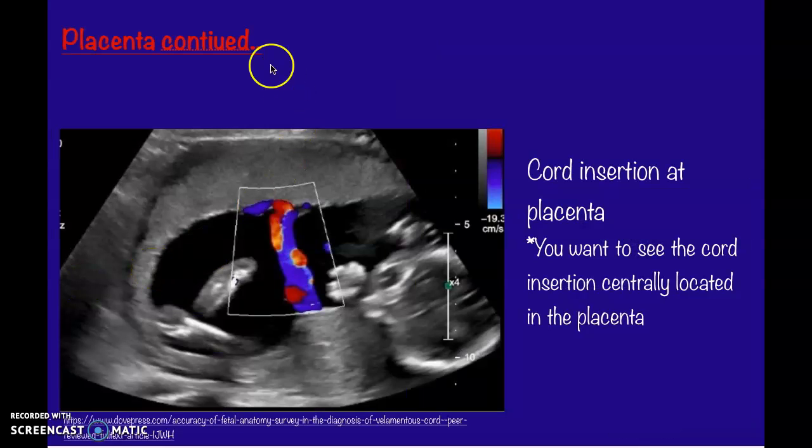When we're looking at the placenta, we're also going to look at the cord insertion at the placenta. Here we see placenta, we can see that cord insertion, and this is where it'll go and connect to the baby. We see amniotic fluid, and we see the baby. You want to see the cord insertion centrally located in the placenta. That's not always the case, it's just the best. Sometimes you see it off to the side. You just don't want to see it on the very end of the placenta.